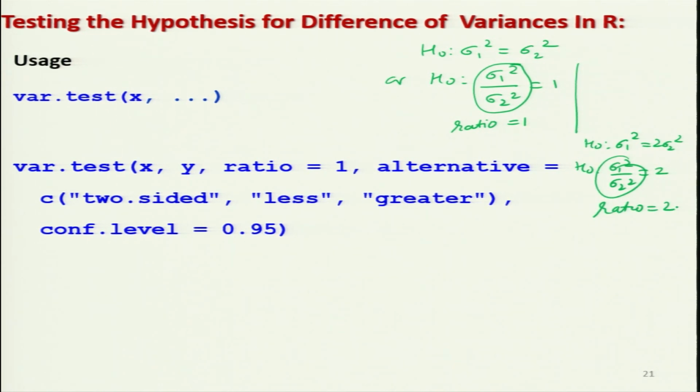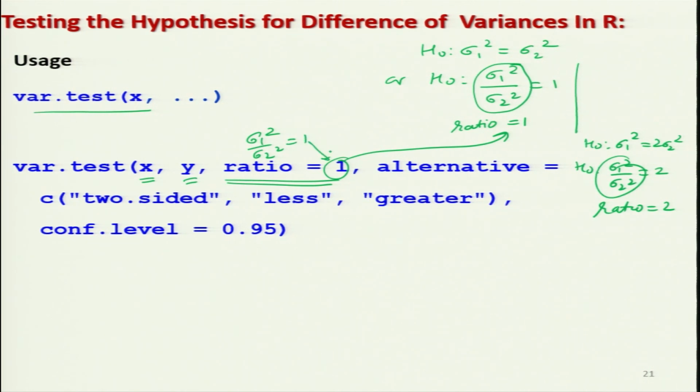So, you can see here the command var.test, and then you have to give the data vector. So, x is the data from sample 1, y is the data from sample 2, and then we have a parameter ratio. Ratio is actually equal to 1, and that is the ratio of sigma 1 square upon sigma 2 square equal to 1, and this is given here.